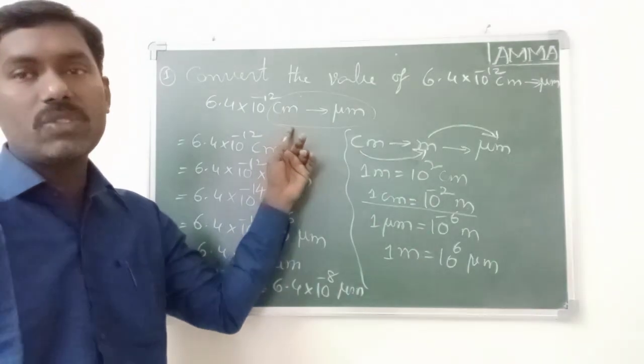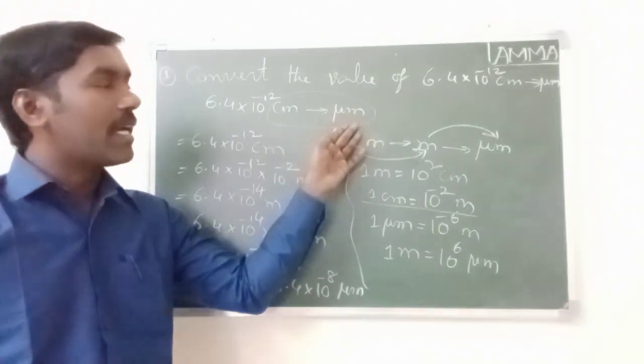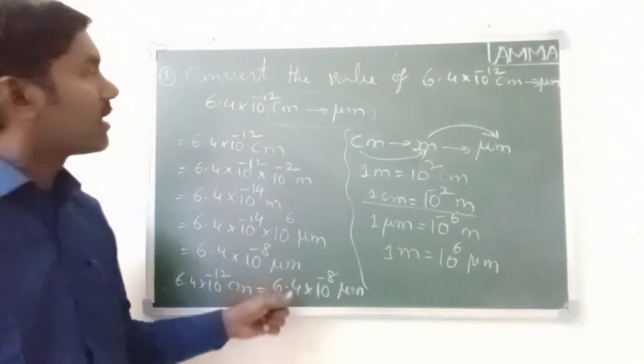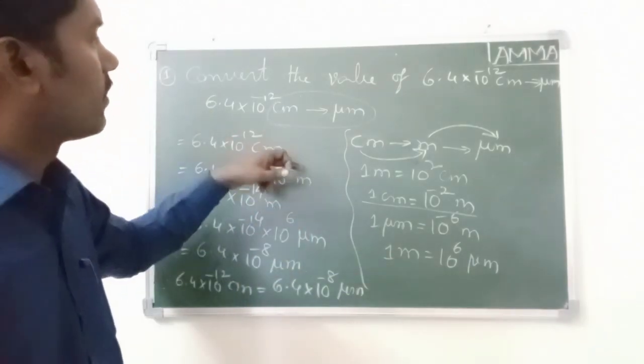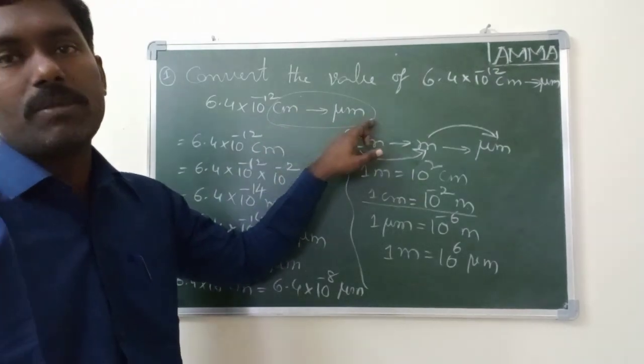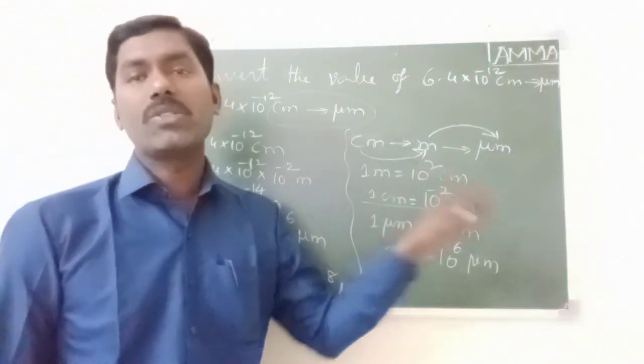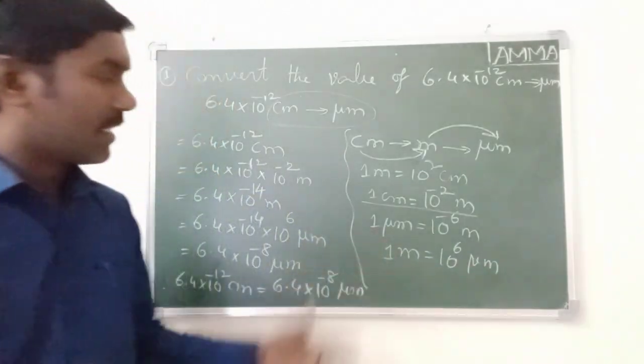Centimeter is a submultiple unit of length and micrometer is also a submultiple unit of length. Okay? Well, this is the method to convert the value from centimeters to micrometers. Similarly, we can convert any unit value from one unit to another unit. Okay? This is the method.